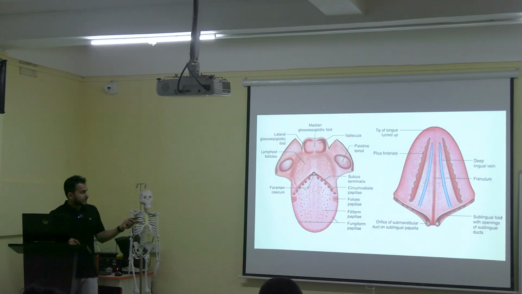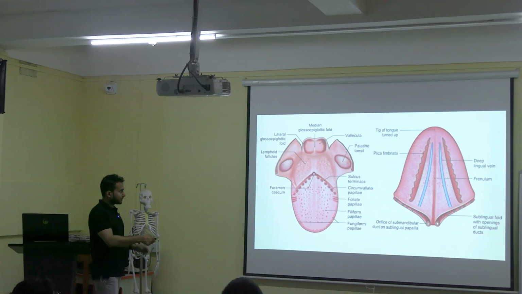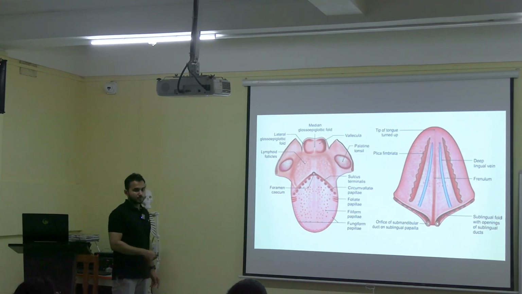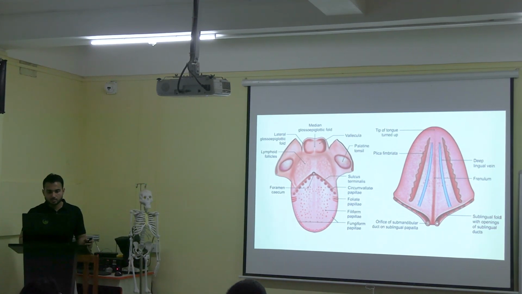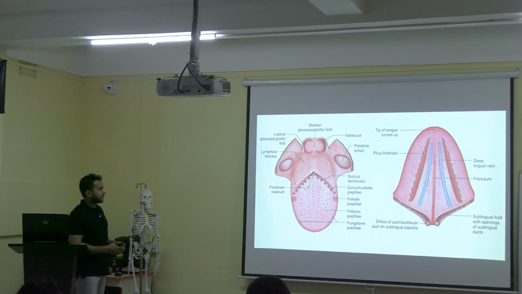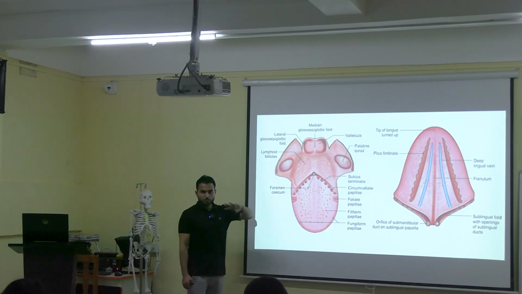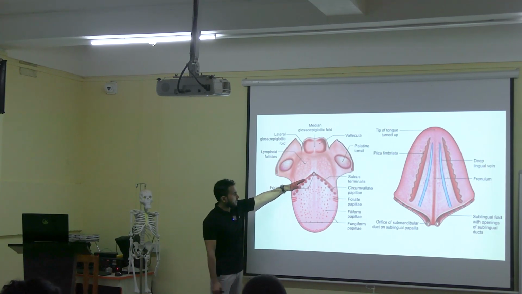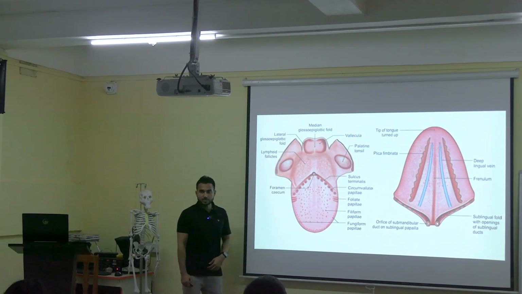Now, can anyone tell me which is the dorsum of the tongue and which is the inferior surface of the tongue? Yes. So this is the dorsum of the tongue and this is the inferior surface of the tongue. Okay. Now here so many things are mentioned over here. For example, if you see the dorsum of the tongue, first of all, it is divided into three portions. This is the anterior 2/3 of the tongue. This is the posterior 1/3 of the tongue, and then the posterior most part of the tongue.